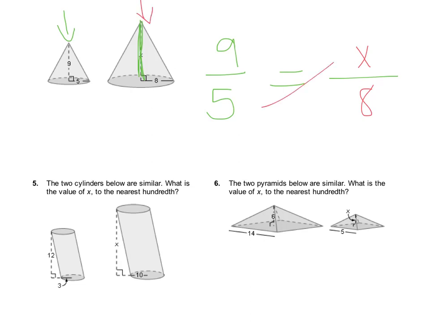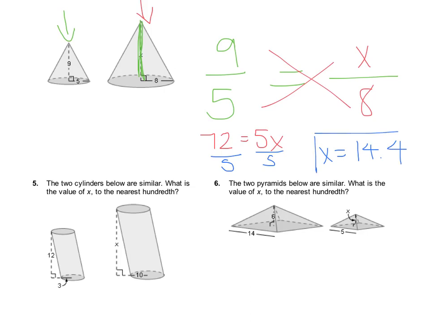And then I'm going to cross multiply and divide. Well, 9 times 8 is 72. 5 times x is 5x. Then I'm going to divide both sides by 5. When I divide 72 by 5, I'm going to get 14.4. So my missing height here would be 14.4.